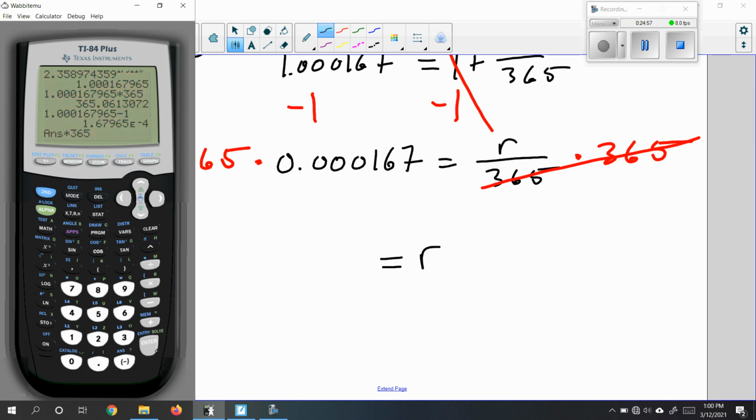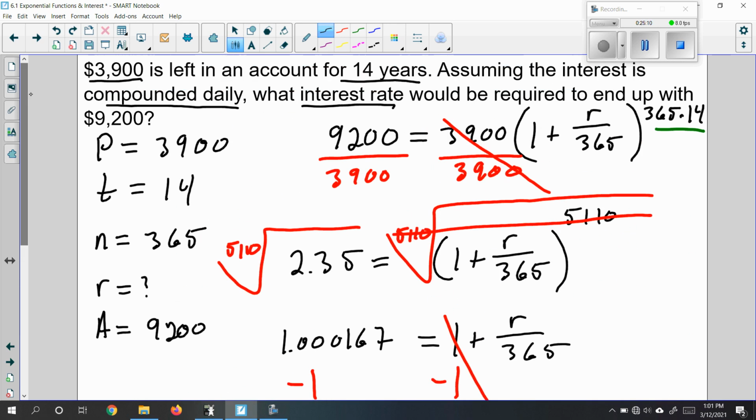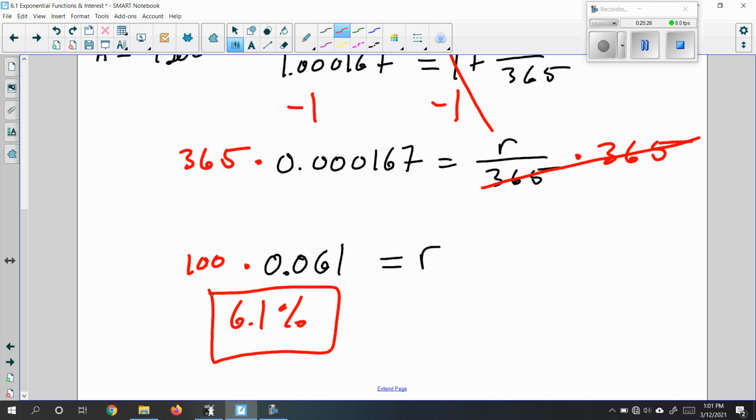Now we'll multiply by 365. Okay, so 0.061. Well, we'll just use 2 digits. Now we want to express this as a percent. So we'll just multiply this by 100 to get our interest rate. And so when I multiply that by 100, I get 6.1%. So you would need to earn 6.1% compounded daily in order for that growth rate to happen.